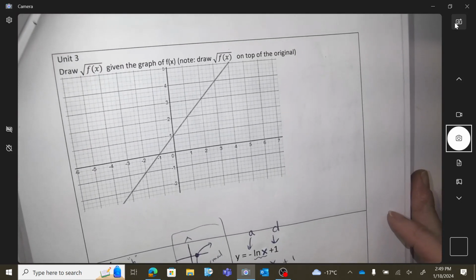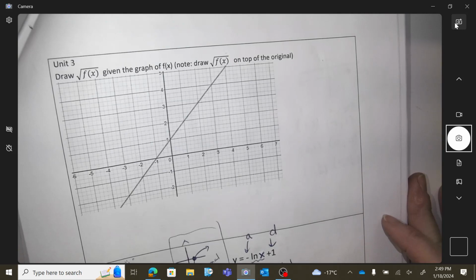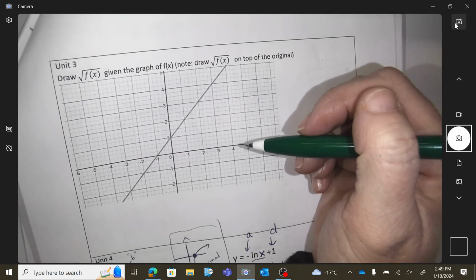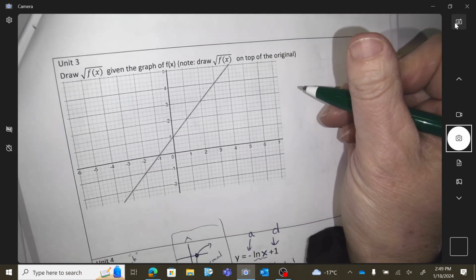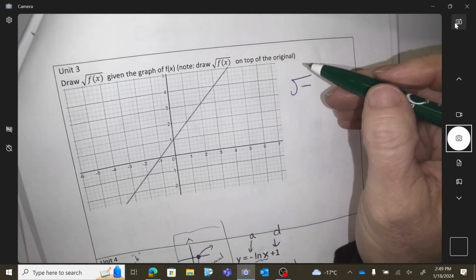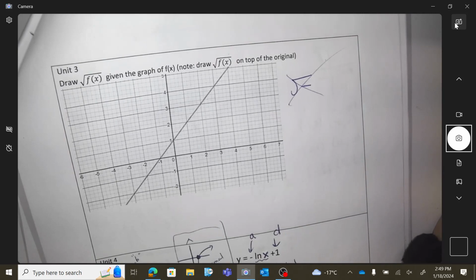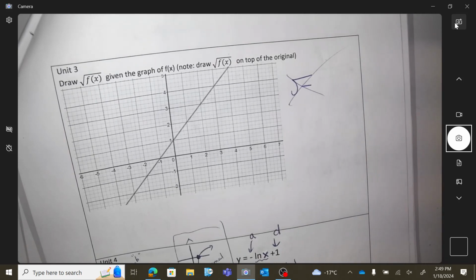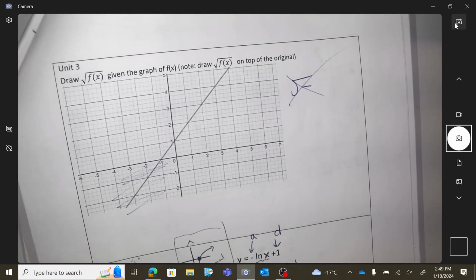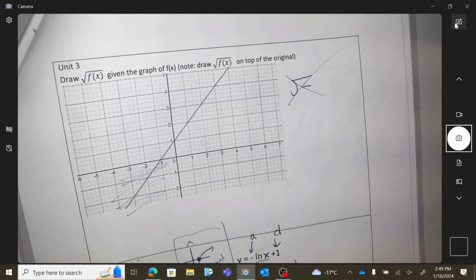Okay, so this one is a radical of a graph. So what do we know about square rooting? Anything you know about square rooting? Square root of a negative doesn't work. So guess what I'm going to think about? That wouldn't exist on my final graph. Negative heights. I'm looking at the heights, right? What else do you know?